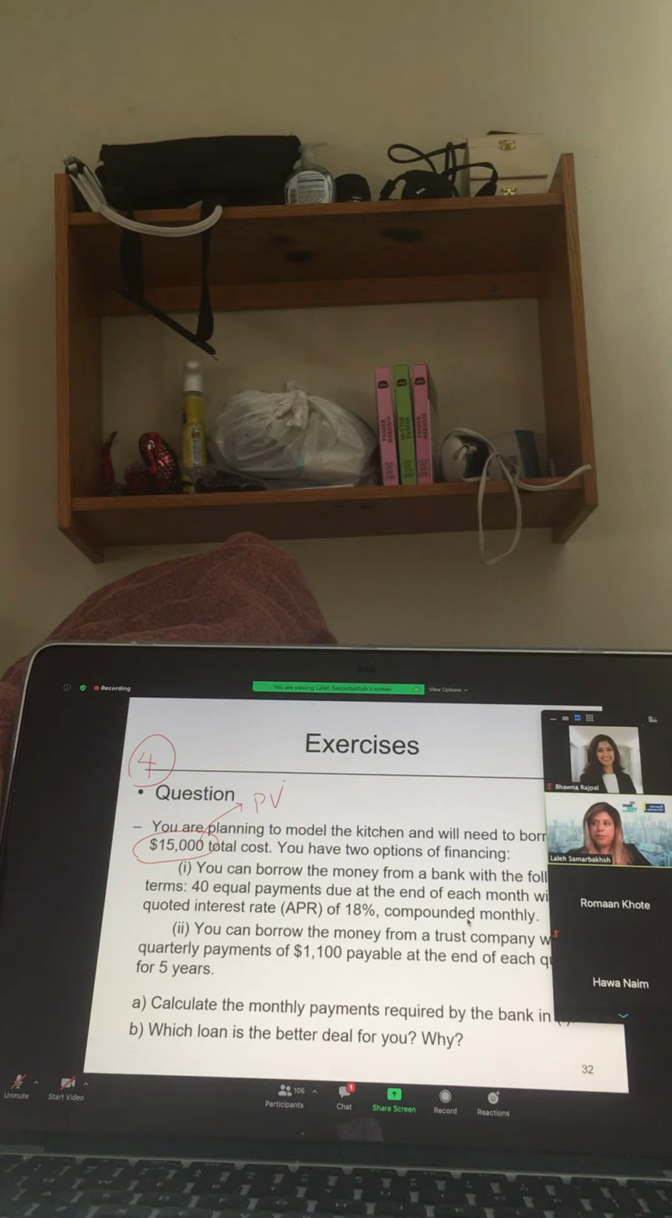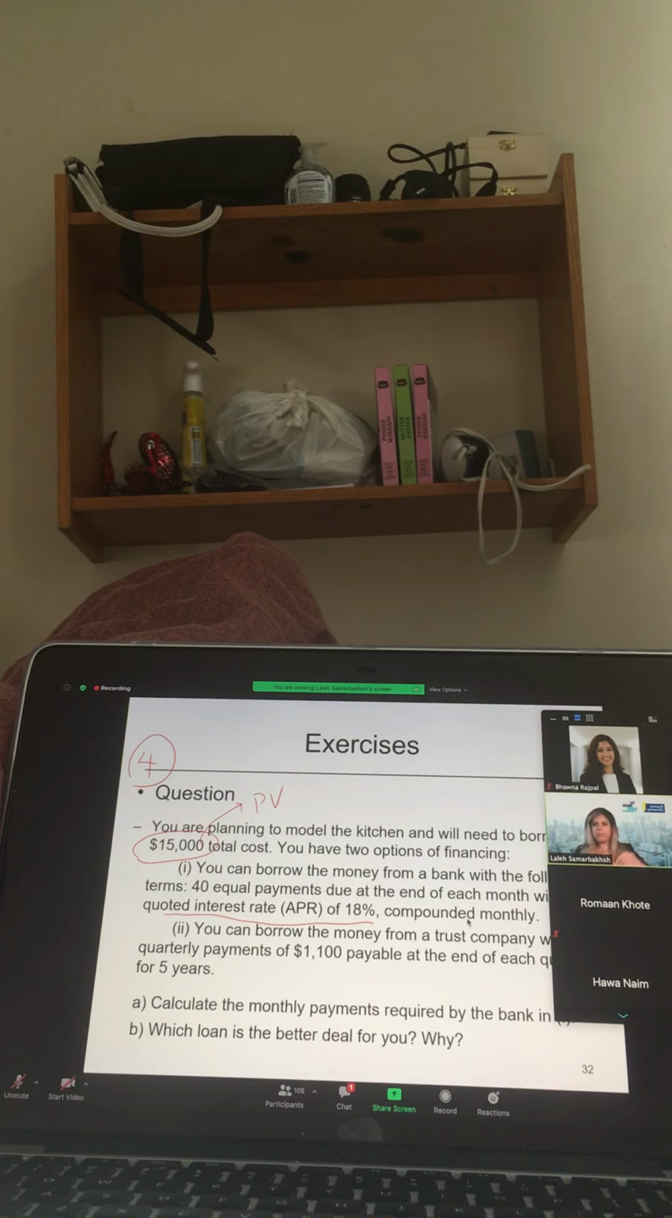That's basically clear to you. You have two options of financing. You can borrow this amount, the $15,000, from a bank with the following terms. The bank says, give me 40 equal payments due at the end of each month, so it's 40 monthly payments, with a quoted interest rate of 18%. And we know that when we have a quoted interest rate, that means it's the annual rate, APR. And it's going to be compounded monthly, okay? So it's giving you some description of a loan.